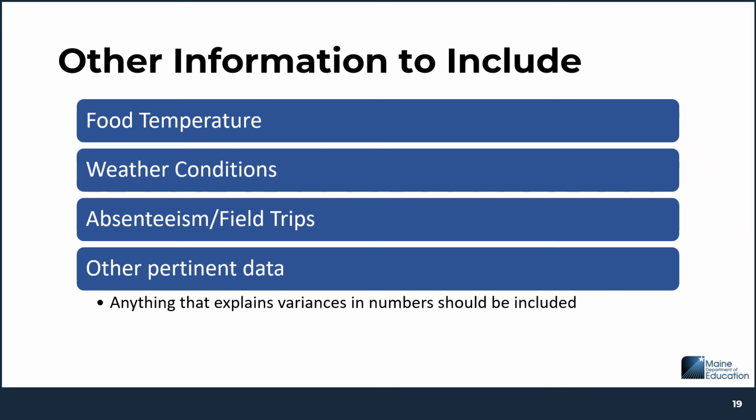Other data that you might be recording on your production record may include food temperatures, if you're not maintaining separate food temp logs, and weather conditions. Did an overnight snowstorm cause a delayed start, reducing your breakfast numbers for the day? Field trips or illnesses? Basically anything that explains why your meal counts are lower than normal.